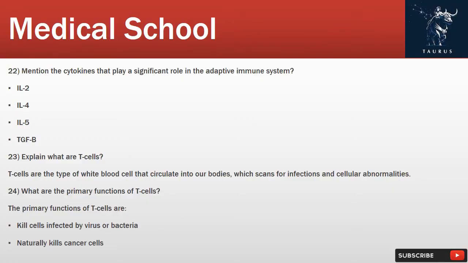22. Mention the cytokines that play a significant role in the adaptive immune system. IL-2, IL-4, IL-5, TGF-B.